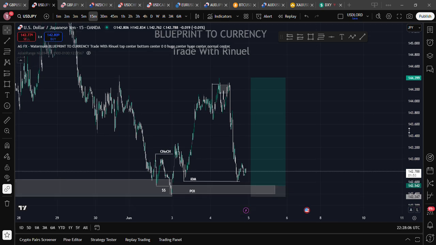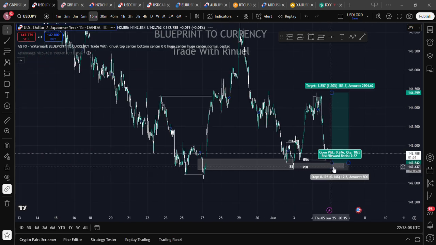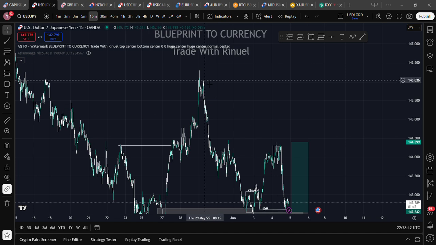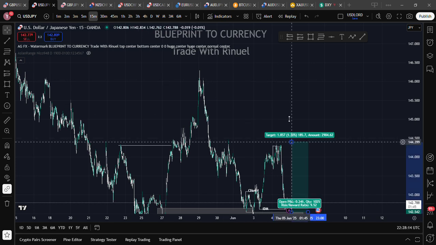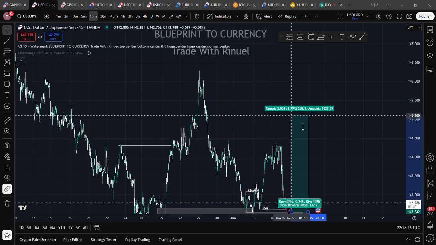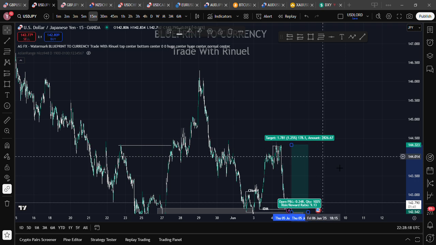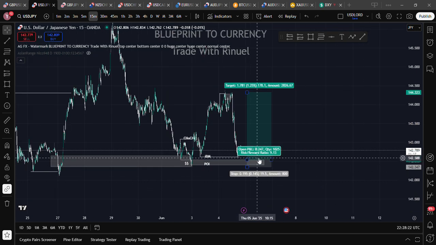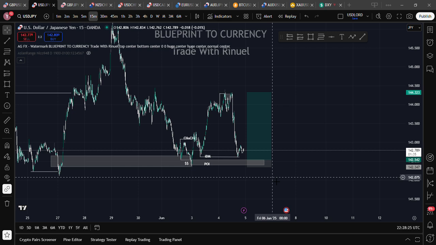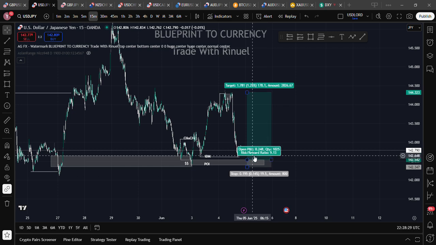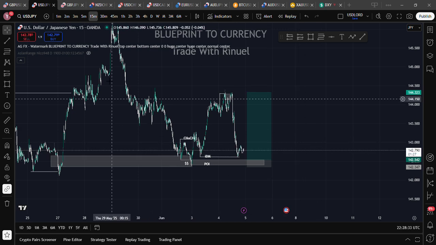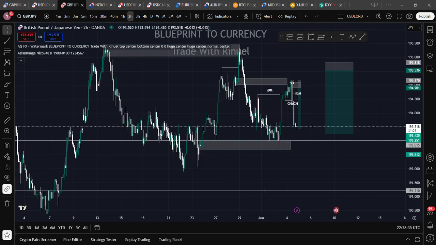Why? The final goal is that we're expecting price to come and tap into this zone and continue its bullish move. If you have the patience, you can drag price up to this place, but it's always safe to take profit on time. So let's take profit here, take profit on time, but not too early. So this is what I'm expecting the market to do again on USDJPY. Now let's go to GBPJPY, pounds yen.